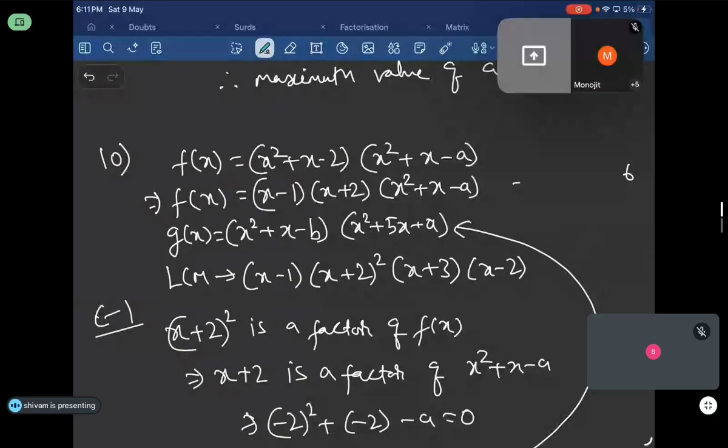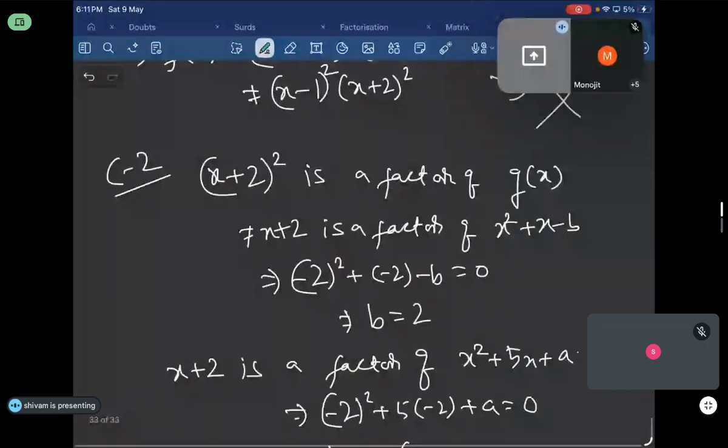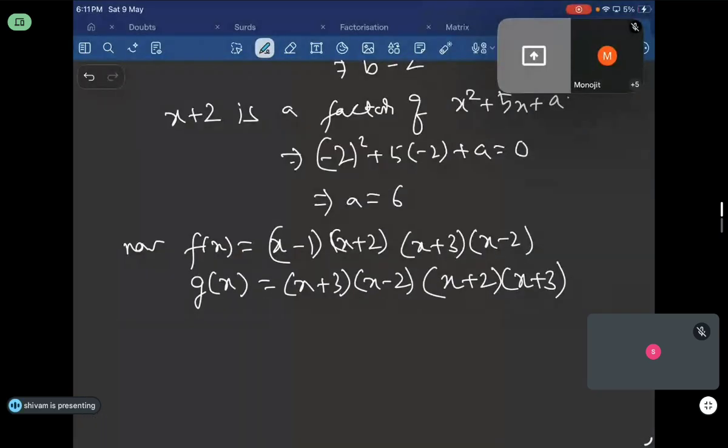A is coming as 6, B is 2, right? B into x square plus x minus 2. g of x is coming x plus 2 whole square. No. Wait. There are 2, x plus 3. That is what I was thinking. Achha, wait, I am looking at this problem.